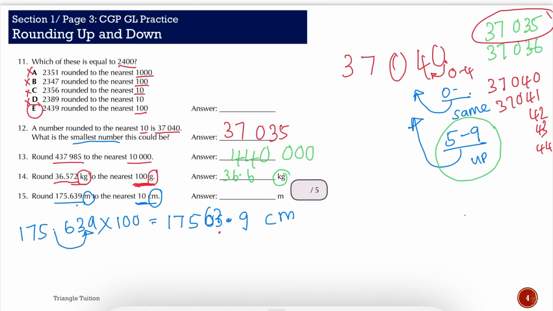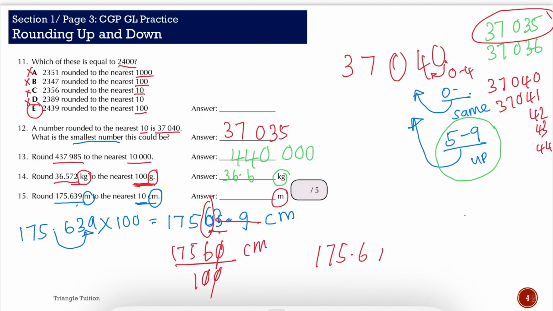So let's say this is 1, this is 10. Let's circle this value, check the next door. This is 3, under 5. So it doesn't make this 6 jump up. So this is going to remain 6. The remaining is going to be 0 centimeter. But they gave the answer in meter. What we need to do is divide by 100. Let's do that. 175.6 meter. So the answer is 175.6 meter. Thank you.